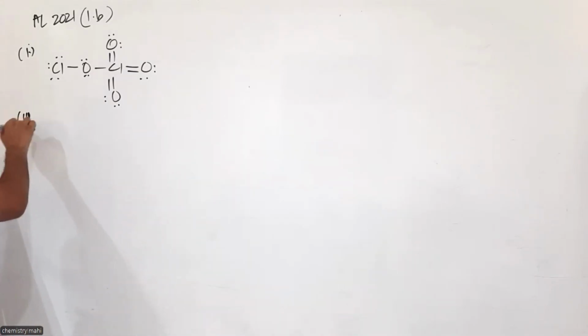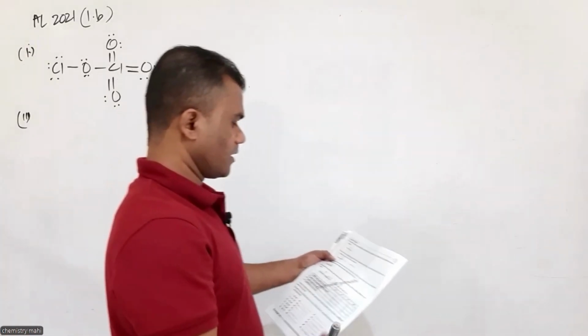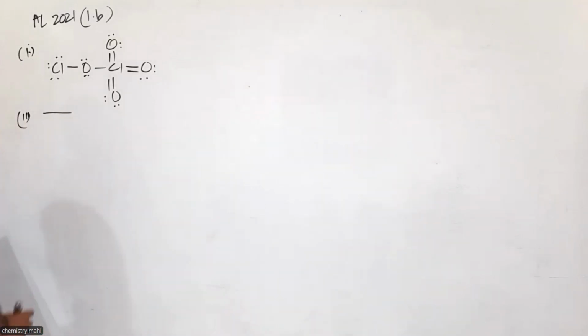Second part, you are asked to give the oxidation state of the 2 chlorine atoms in the structure. I just pass it because we have not done it.